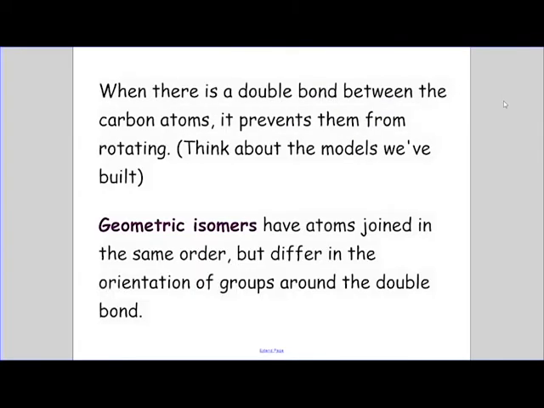So when there's a double bond between the carbon atoms, it prevents them from rotating. And if you think about the models that we had, if you start to put a double bond in there and try to spin the 2 carbon atoms that are attached with the double bond, they don't really turn very well. It's like they want to kind of spiral on each other, but they can't. Geometric isomers, they have atoms joined in the same order, but in different orientation of groups around the double bond. So geometric isomers are a little bit different than structural isomers. Notice again, they have atoms joined in the same order, but they have a different orientation. They look different.